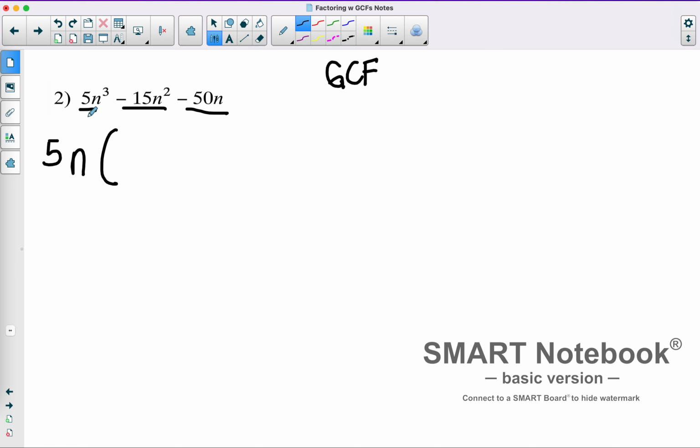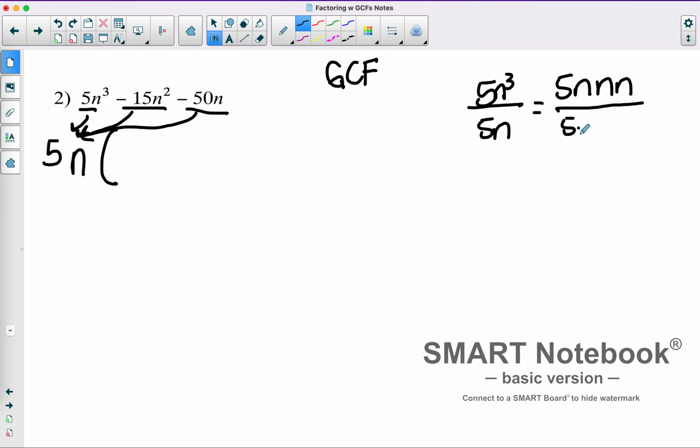What we're going to do is undistribute the 5n out of every term. So you're dividing each term by 5n. If you think about 5n cubed and you divide out a 5n, 5n cubed is just 5n times n squared. You're dividing a 5n. So 5 divided by 5 is 1. n divided by n is just 1. So we are left with an n squared.